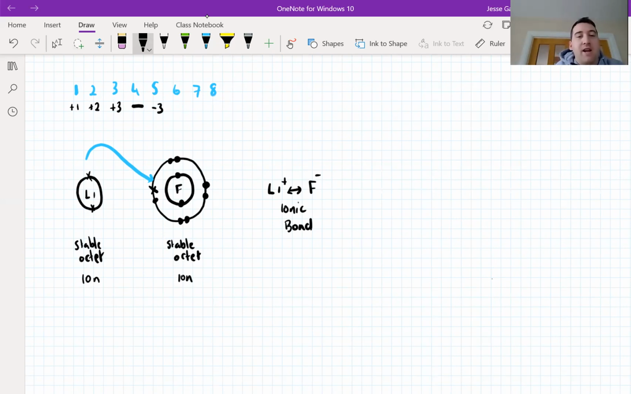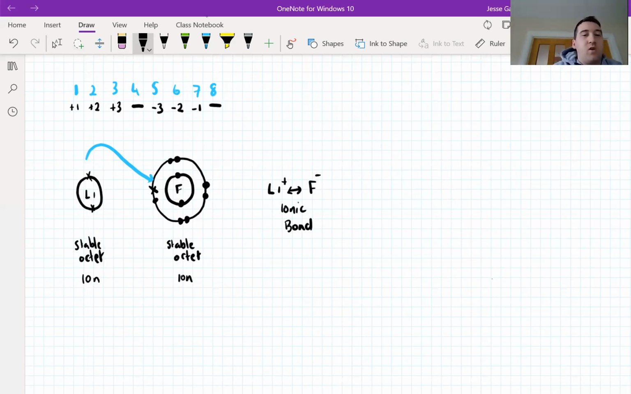Group 6 will become a -2 ion, because they've got 6 in the outer shell and gain 2 more to have a full stable octet. And group 7, like fluorine, have 7 electrons in their outer shell, so they will become a -1 ion. Group 8 don't do any bonding. They've already got 8 electrons in their outer shell, a stable octet, so they don't form any ions.